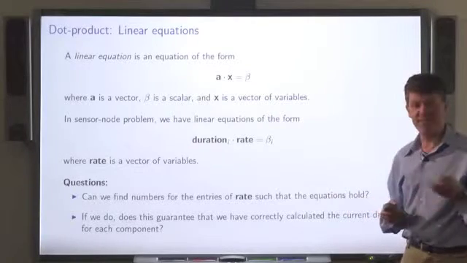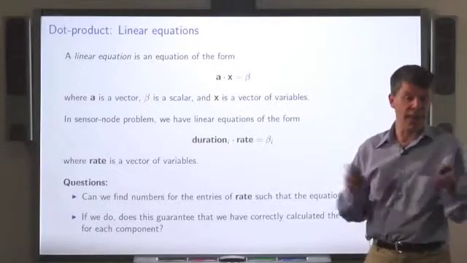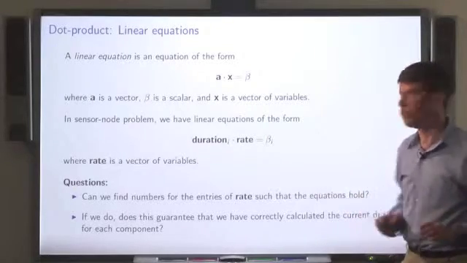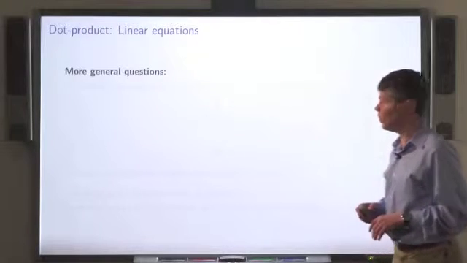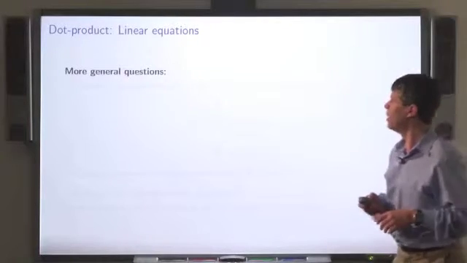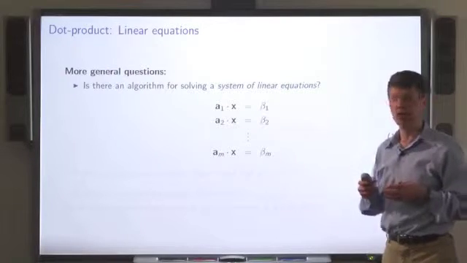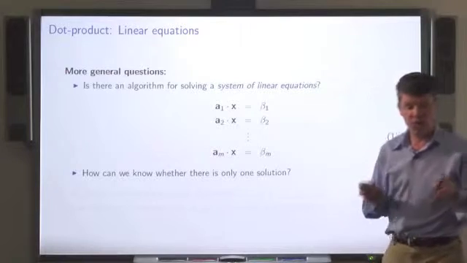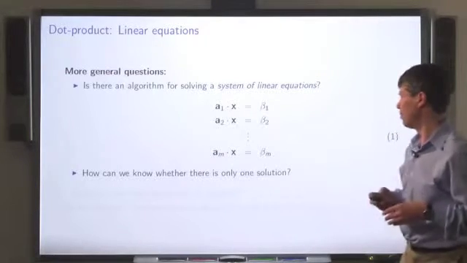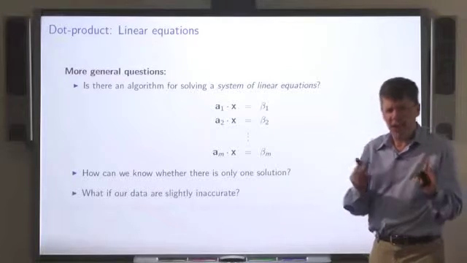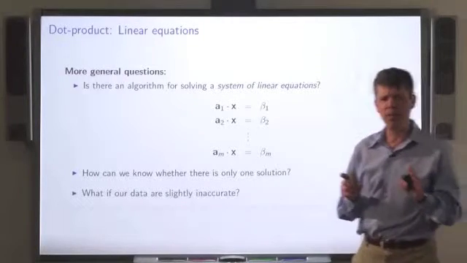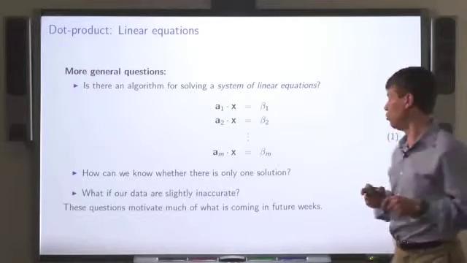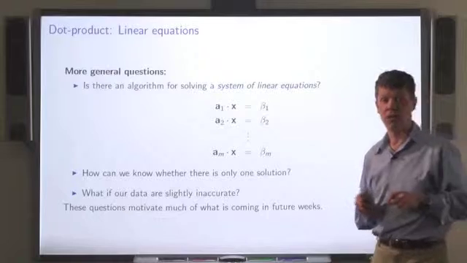Or is it, in fact, that there might be multiple solutions to this list of equations? The answers to these questions will have to wait a little bit. So more generally, given a set of linear equations like this, called a linear system, how do we know if there's only one solution? And what if our data are slightly inaccurate? Can we nevertheless get a solution that's very close to the true solution? So we'll have to wait on these questions.